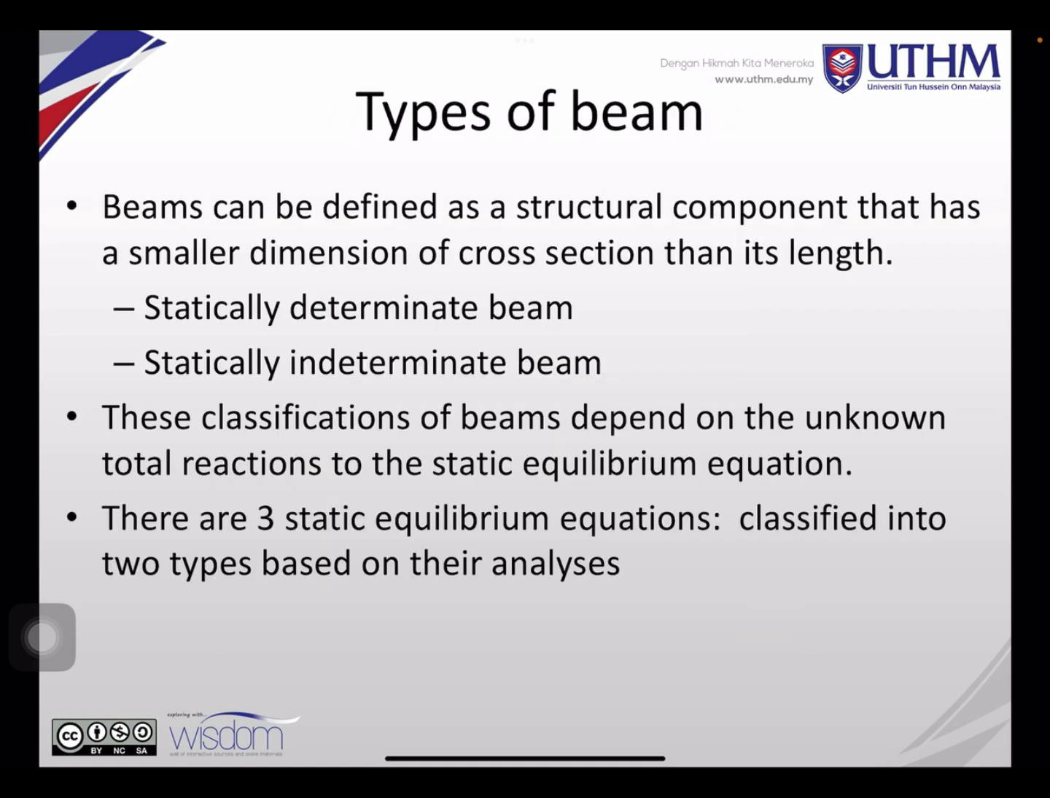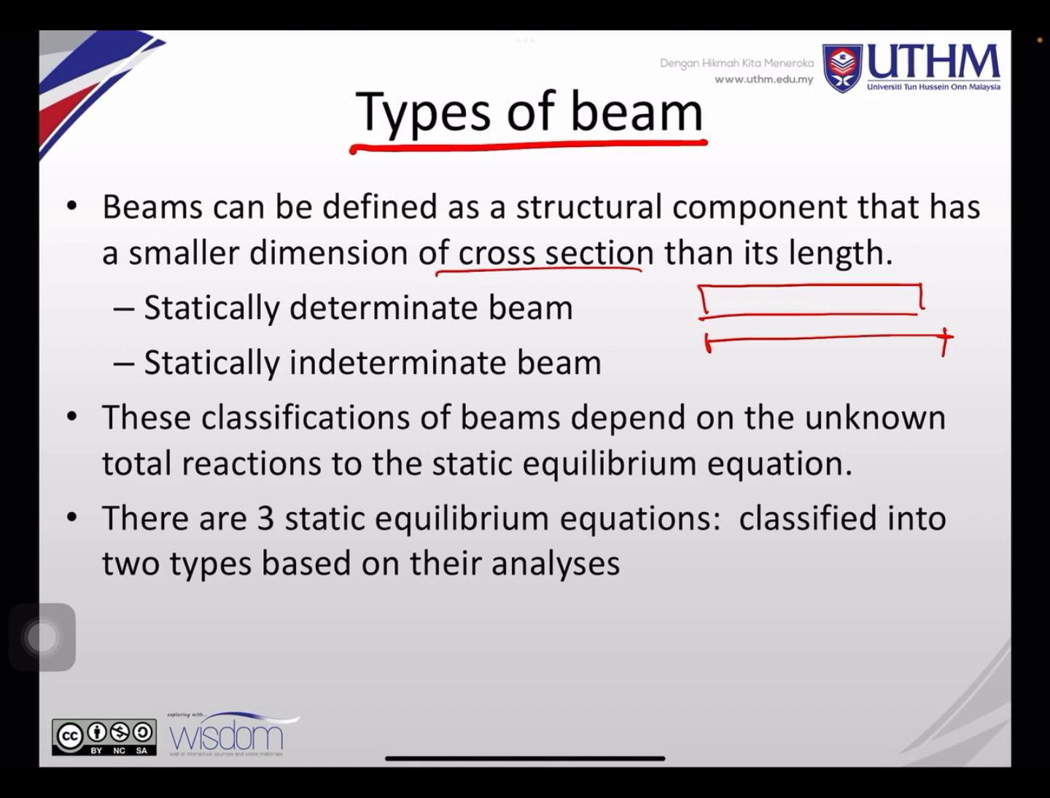Okay, let's go through the types of beam. A beam can be defined as a structural component that has smaller cross-section dimensions than its length. Because for a beam you will have this kind of section: the length is big, but the cross-section dimension is only this small. You will have two types of beam, the statically determinate beam and the statically indeterminate beam.